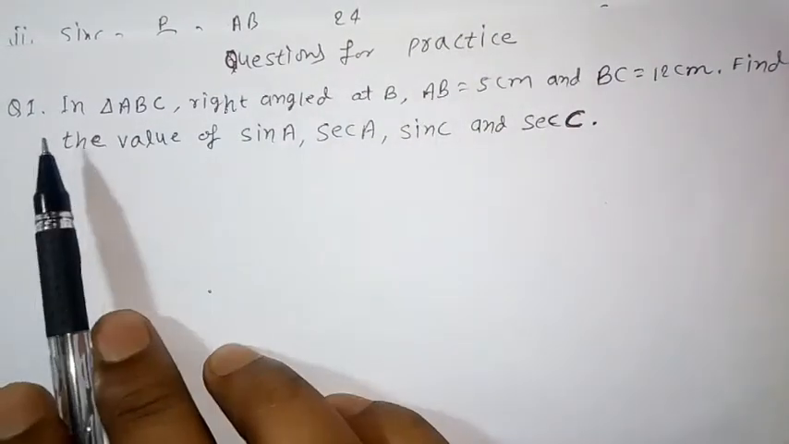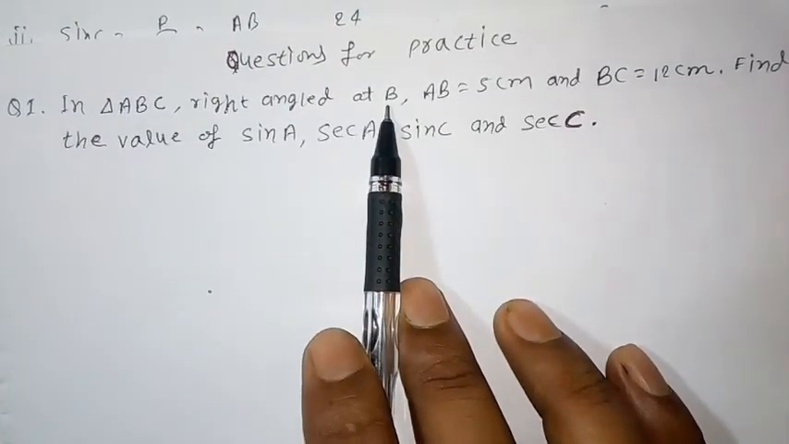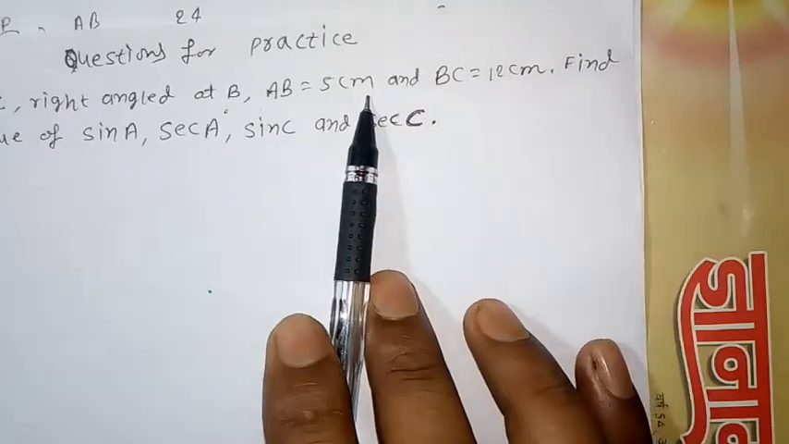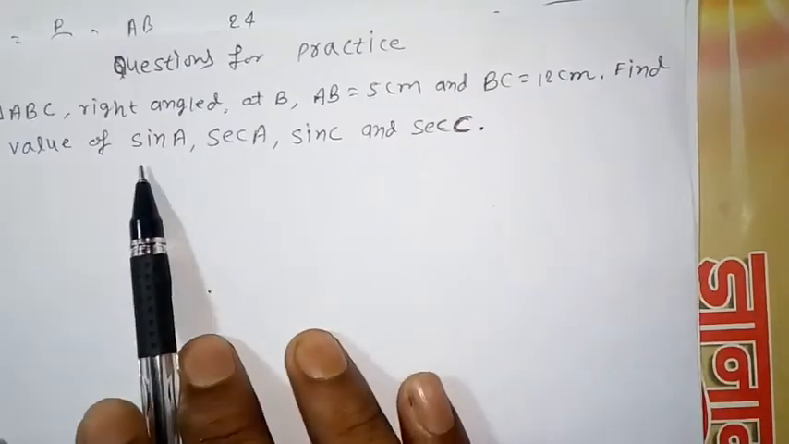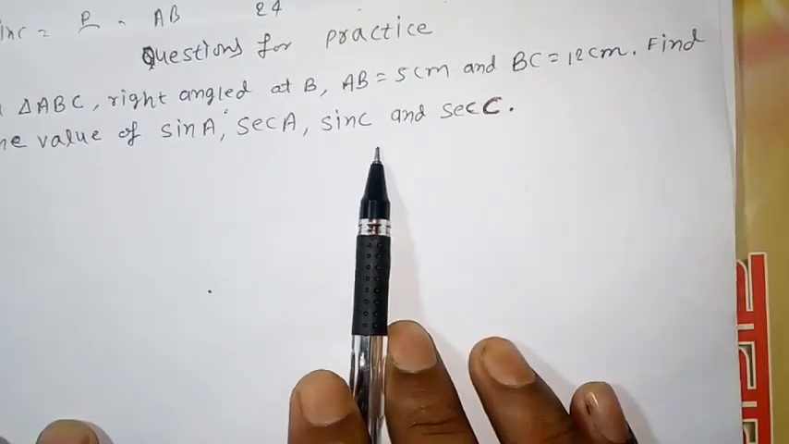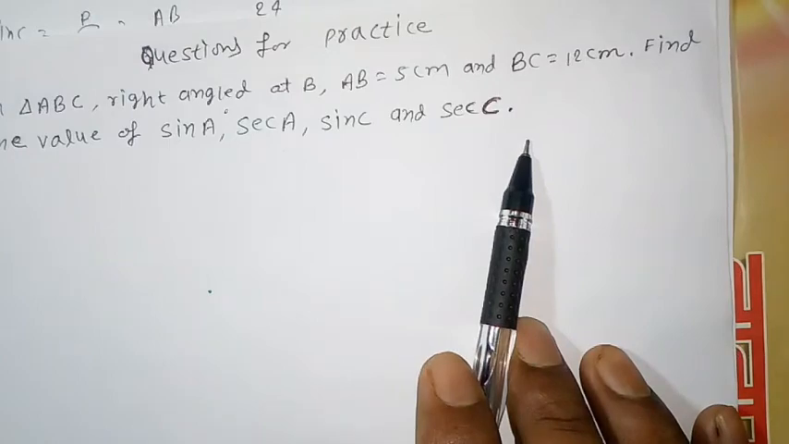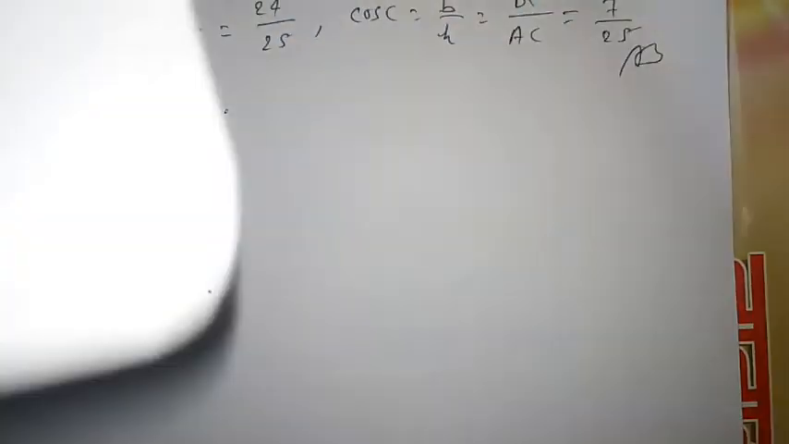Questions practice. Question number 1. In triangle ABC, right angled at B, AB is equal to 5 cm and BC is equal to 12 cm. Find the value of sin A, sec A, sin C and sec C. Okay. Now solve this question.